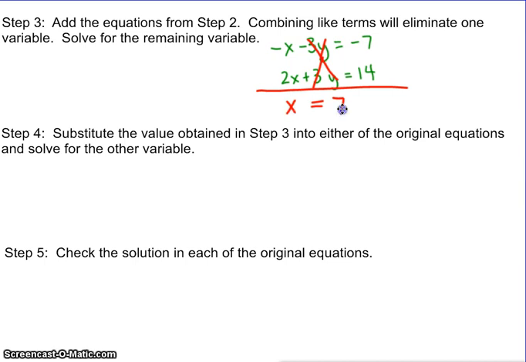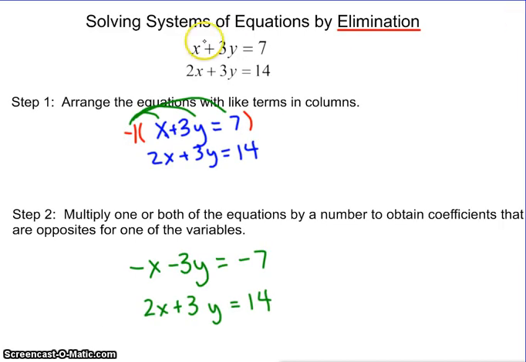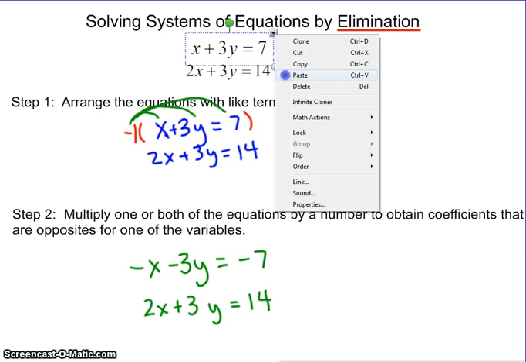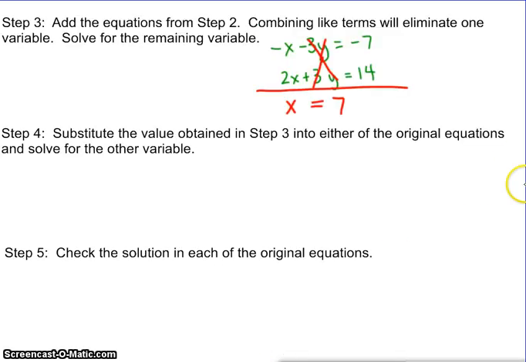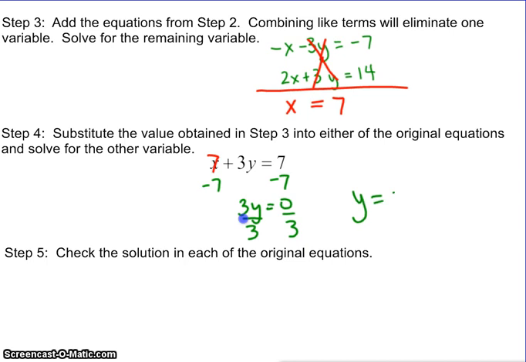Now that we have x equals 7, I'm going to go grab one of these original equations. So let's just take this one, and I'm going to paste it right here. Okay, we know that x has to be 7, so I'm going to replace this x with a 7. So 7 plus 3y equals 7, solve for y. So I'm going to subtract 7 from both sides. I get 3y equals 0. Divide by 3, y equals 0. So my solution to this problem is x equals 7 and y equals 0.